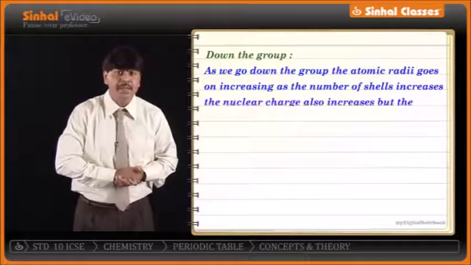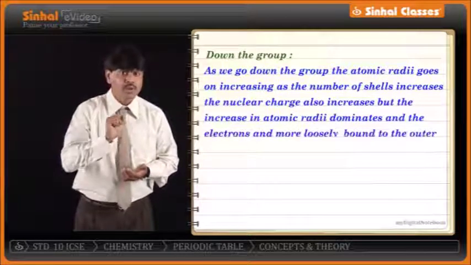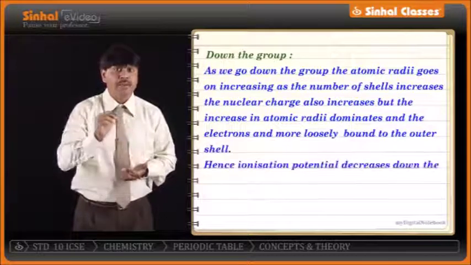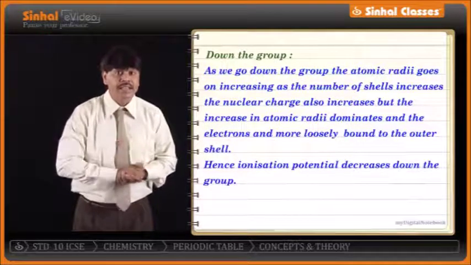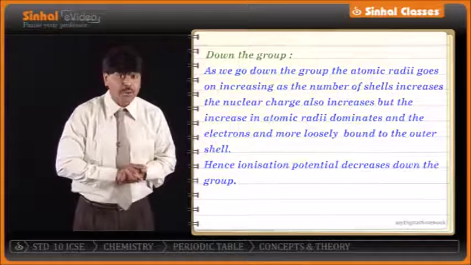But at the same time, the nuclear charge increases. So according to the rule, as the nuclear charge increases, IP should increase. But the number of shells also increases. That's the reason the IP will go on decreasing down the group.